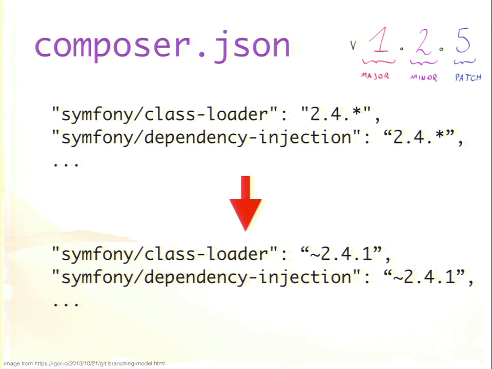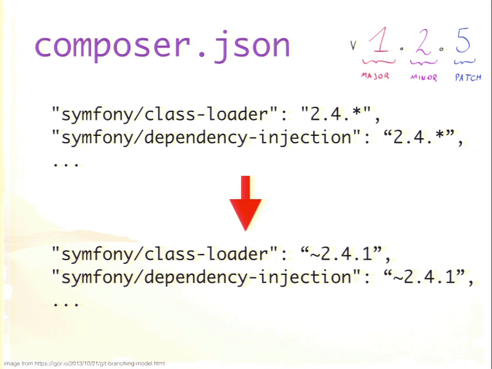But what we want is to convey meaning. So I suggest we use the caret. The caret is like a tilde operator, which means basically that it's going to tell Composer to use 2.4.1 in this case, or the next, or the most significant lower number. So that means that it can pick up 2.4.6 or such in this case.